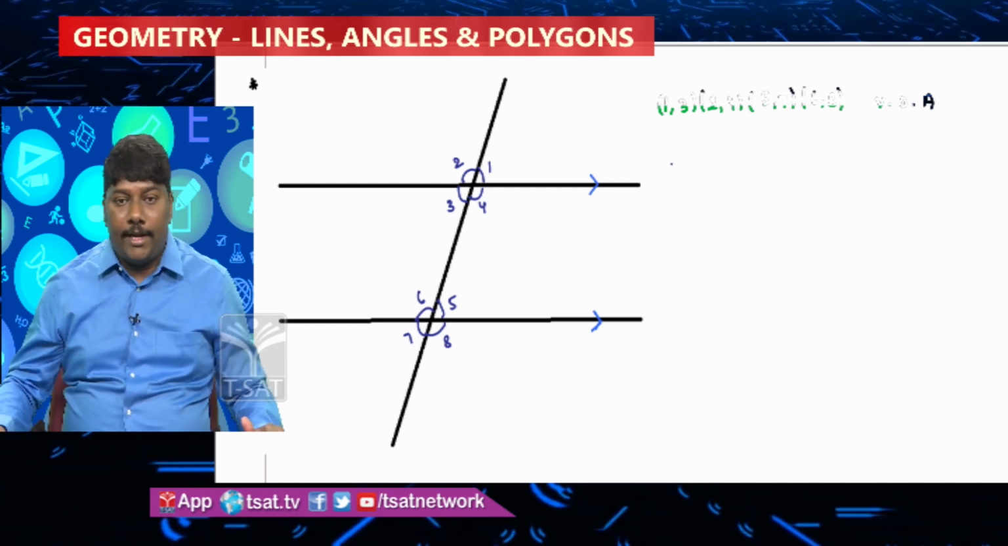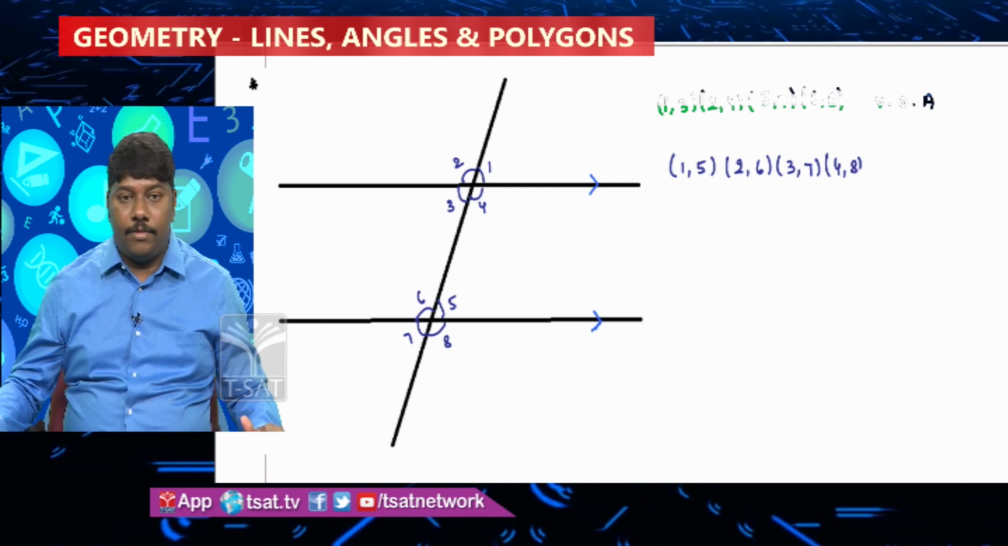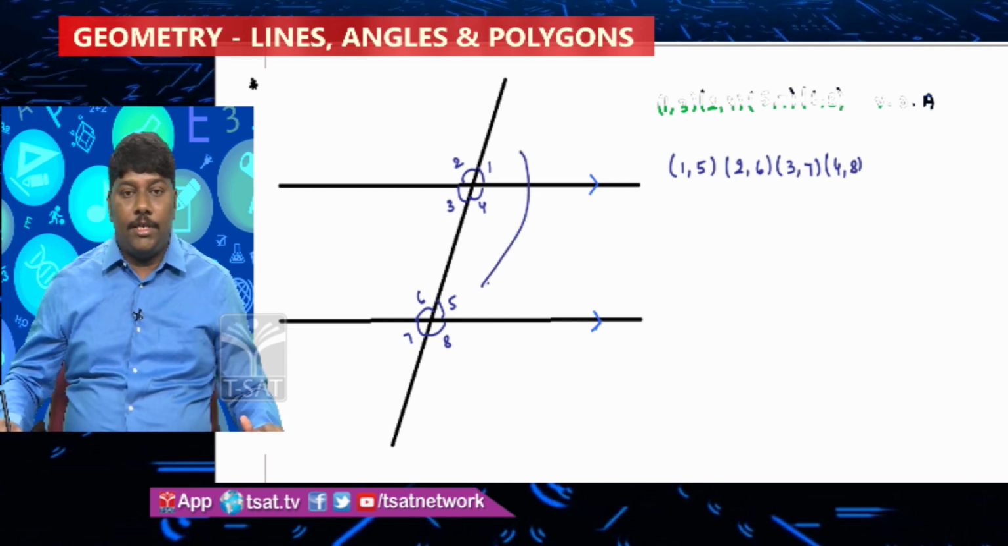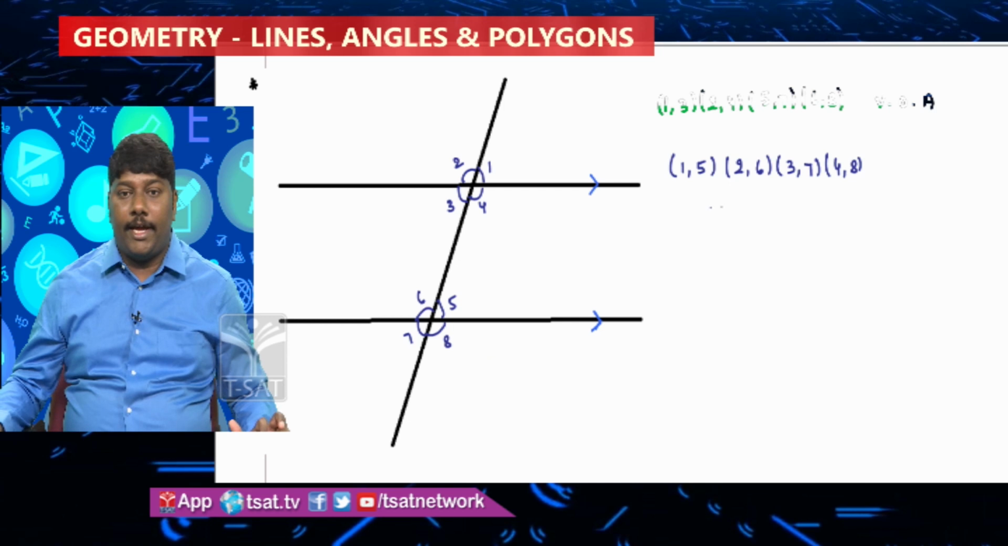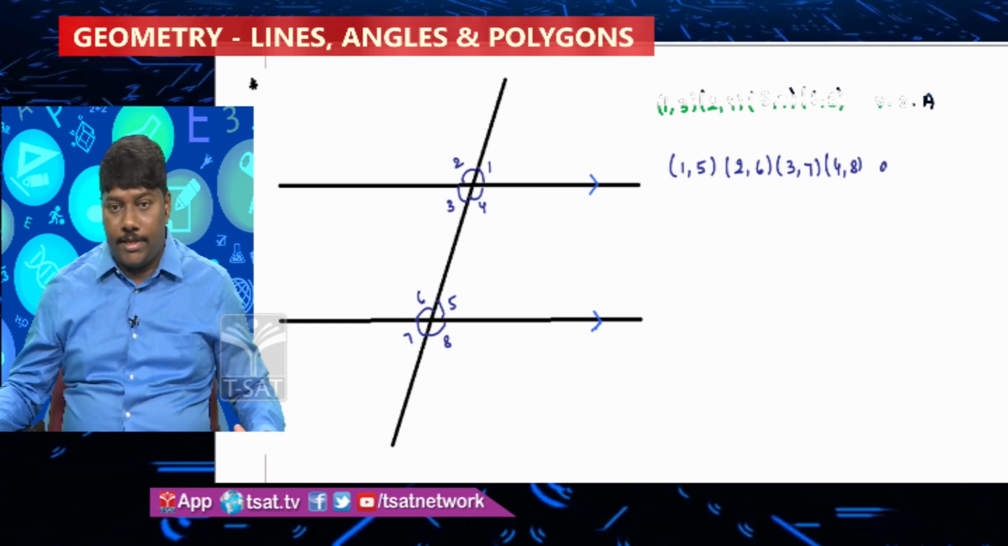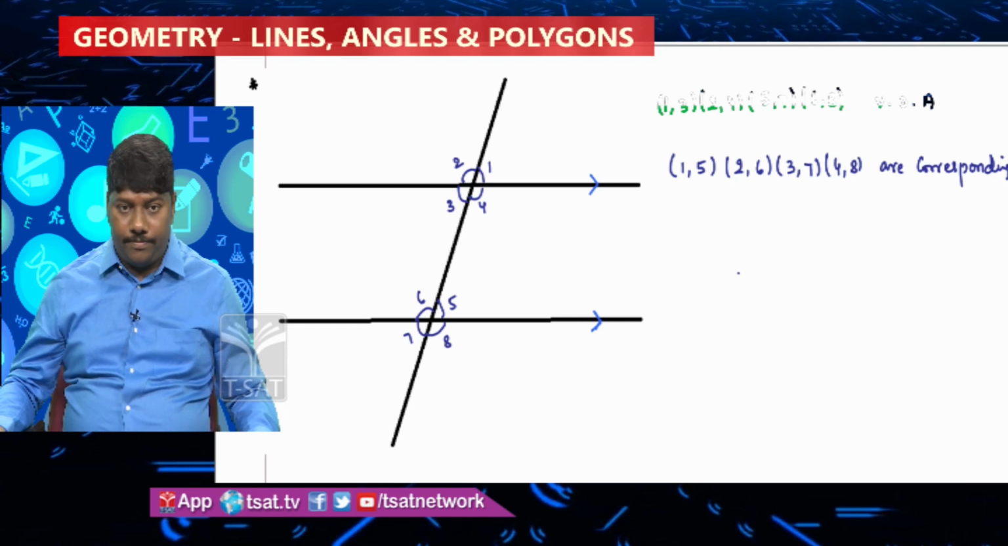Now, look at angle 1 and angle 5, angle 2 and angle 6, angle 3 and angle 7, angle 4 and angle 8. Look at angle 1 and 5. This you call corresponding. In place of 1 you have 5 here, in place of 2 we have 6 here, in place of 3 we have 7, in place of 4 we have 8. So, we call them corresponding angles. What do you know about corresponding angles? Corresponding angles are always equal.